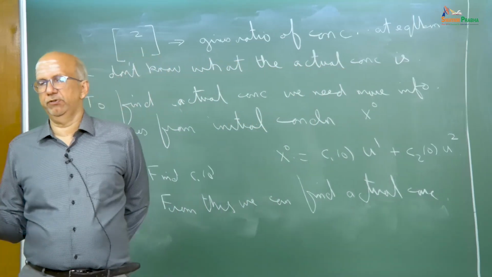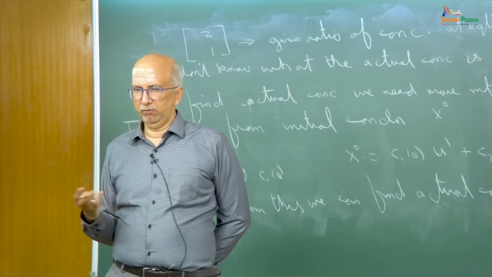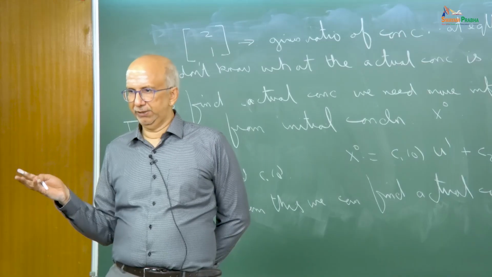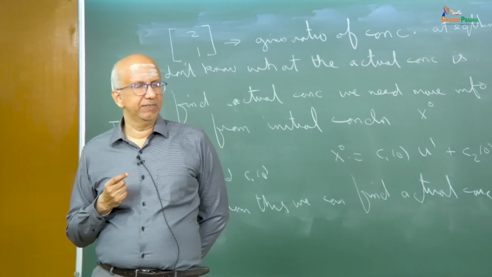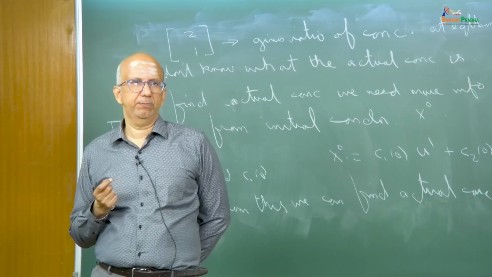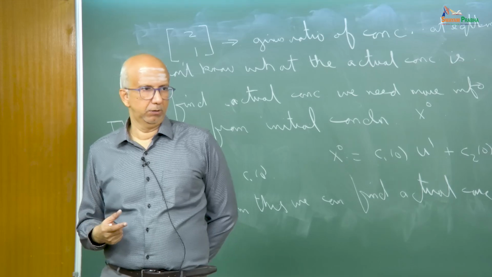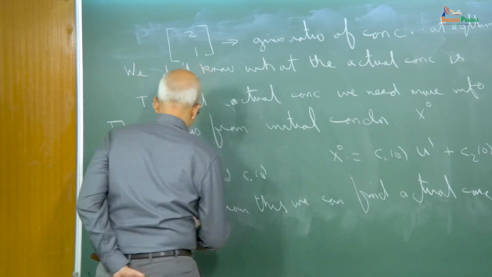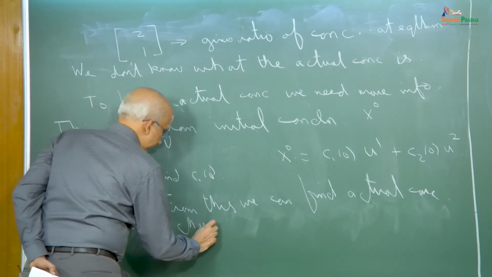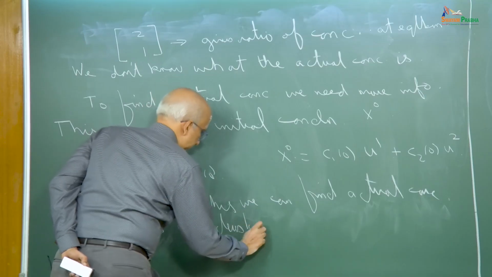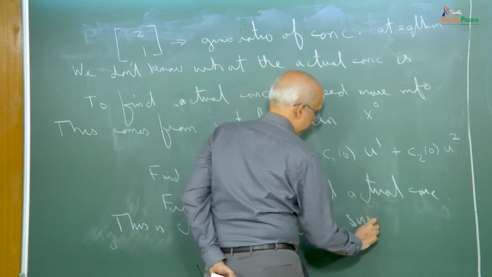So, the extra piece of information about the initial condition is important if you want the actual concentration. If you only want the ratio of the concentrations, then you do not need it, you are just interested in what the ratio is. Okay. And this is typically true because this particular system is a closed system, it is not exchanging mass with the environment. So, this is a characteristic of closed systems.